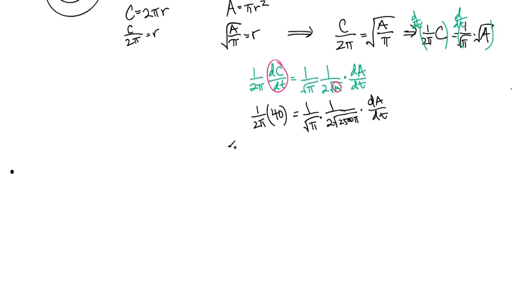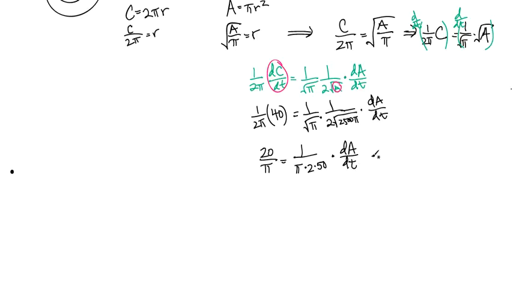And since dA/dt is our goal, we're going to simplify this. It's a lot of algebra, but it's actually kind of fun. This is 20 over pi equals 1 over, now here we have a square root of pi, here we have a square root of pi. Square root of pi times square root of pi is pi, times 2 times the square root of 2,500 is 50, times dA/dt.